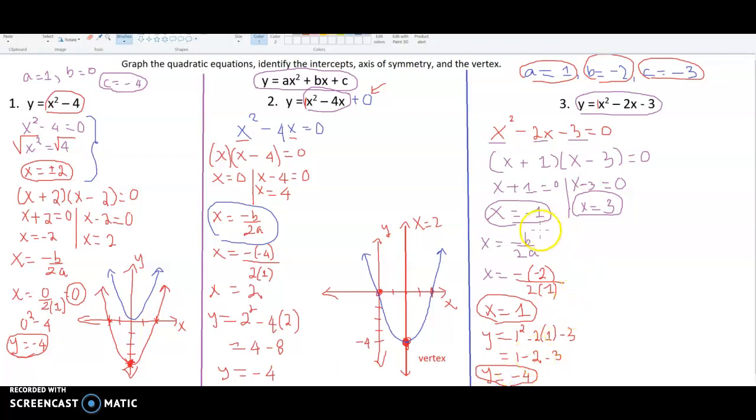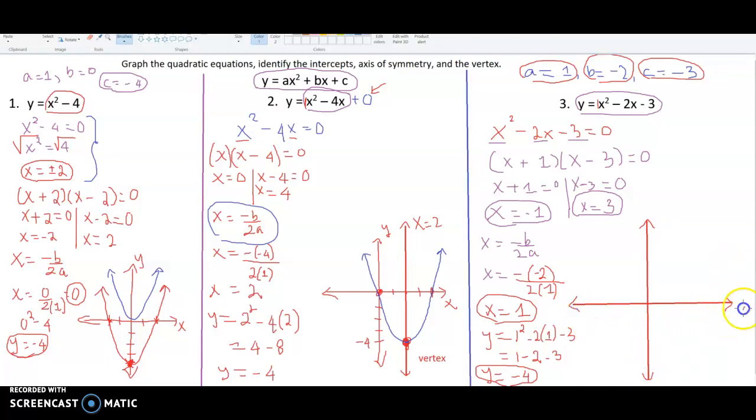So let's go back and review everything we have. We got the x-intercepts, -1 and 3. We got the axis of symmetry, which is 1. The vertex, when x is equal to 1, is going to be at -4. And I also have the y-intercept, which is -3. So I think at this point, we have pretty much everything we need to go ahead and plot the graph for this equation. Okay? Again, don't forget, always label your axes.